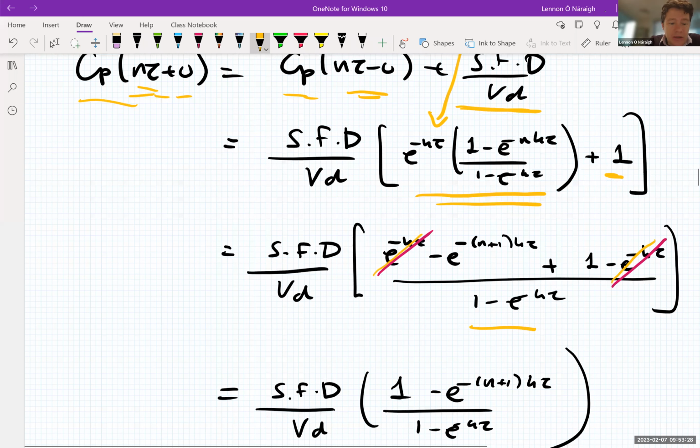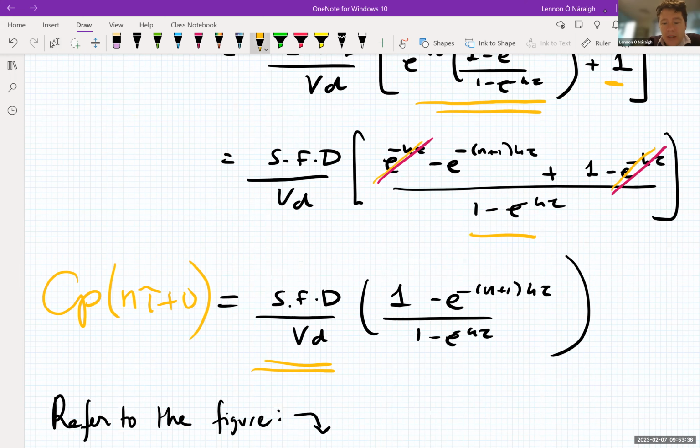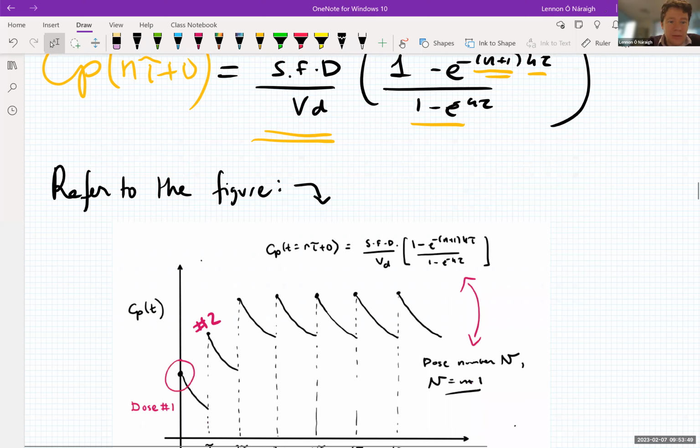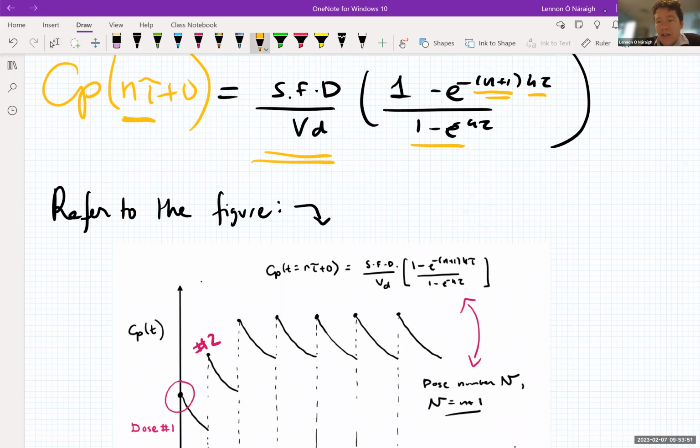So this is the plasma concentration at time n tau plus 0, just after a dose, and it's SFD over Vd into 1 minus e to the minus (n plus 1) k tau over 1 minus e to the minus k tau. Okay, so let's try and get this ambiguity out of the way.